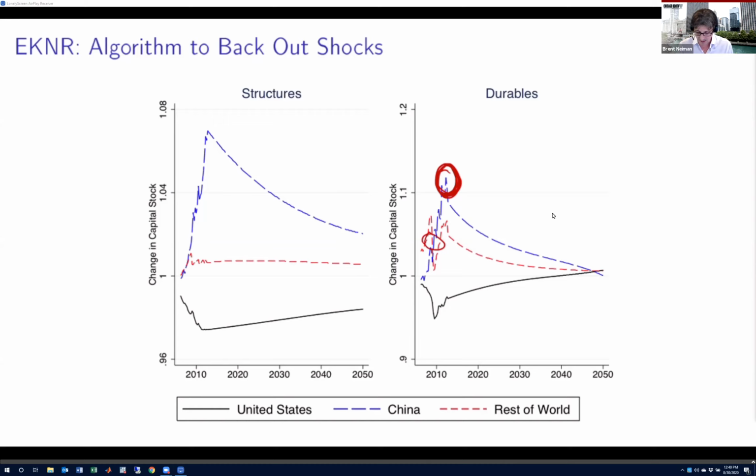And you can see the exercise looks different for structures versus durables, because structures has a low depreciation rate, and durables, of course, has a high one.